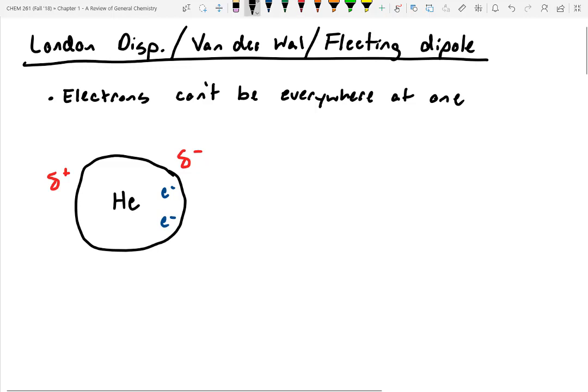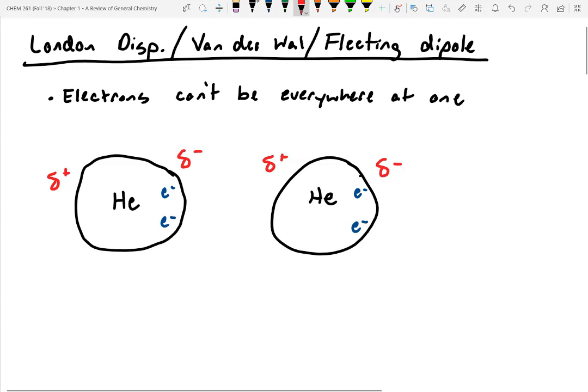If we have another helium atom nearby, it also has an s orbital with 2 electrons, and there's a probability that it also has 2 electrons on the right-hand side in that snapshot. This side's electron rich. This side's electron poor. And now all of a sudden, you've got this strong attraction between the electron rich side of the left helium atom and the electron poor side of the right one, right? So this is a strong attraction or a stabilizing interaction, I should say.